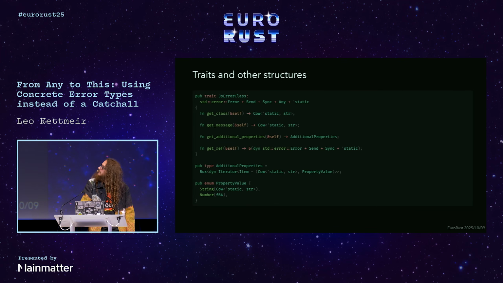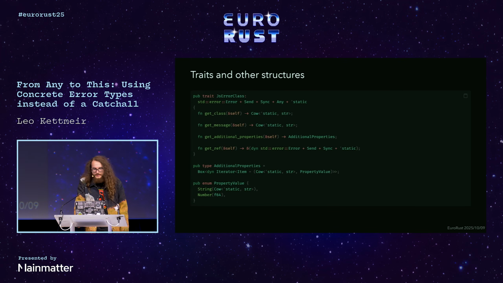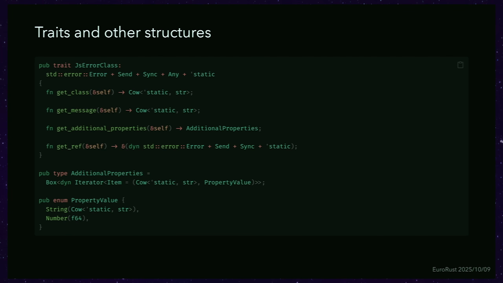So let's take a quick look at the structure of the traits. Well, a single trait, which is the JsErrorClass, which is very confusing for our code base because we have a lot of things called JsError. We have like 3 different structs, and people are mad about it. So we've been trying to rename a few things, but it's descriptive.